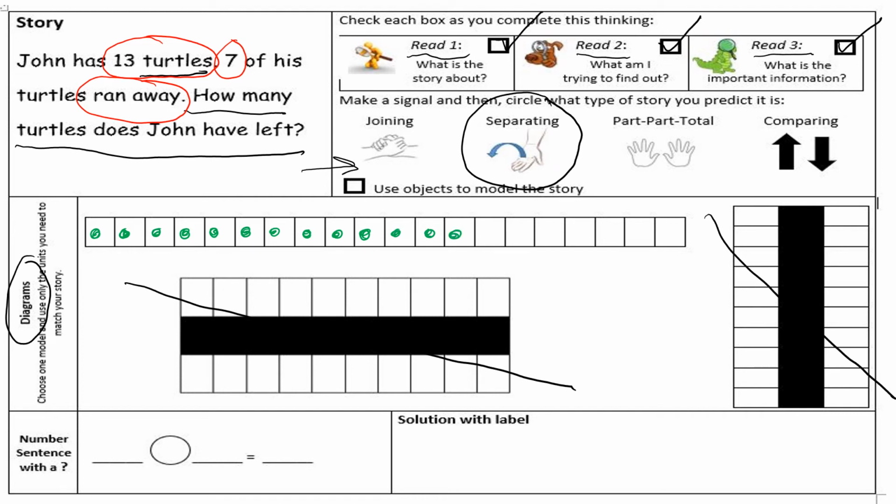As a good mathematician, I need to always go back and check my work, so I'm going to go back and make sure that I have 13 dots. 1, 2, 3, 4, 5, 6, 7, 8, 9, 10, 11, 12, 13.